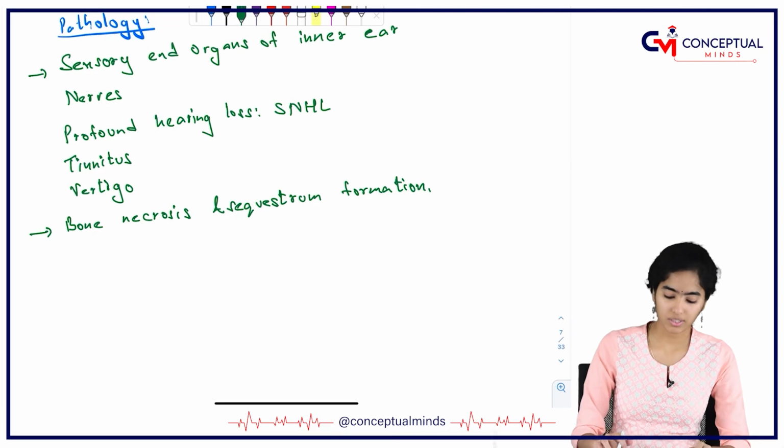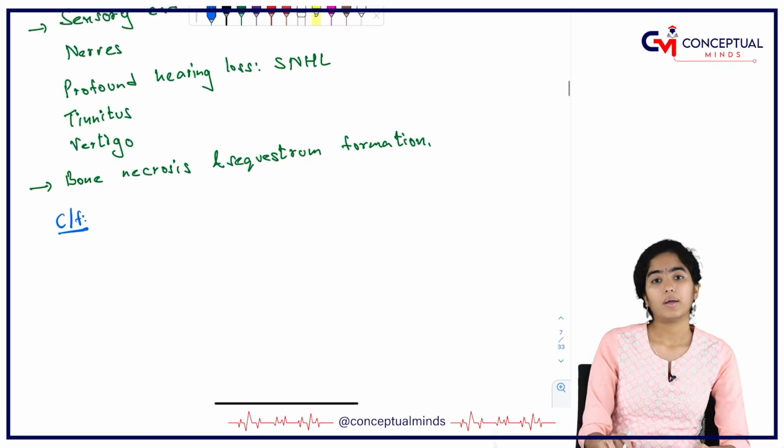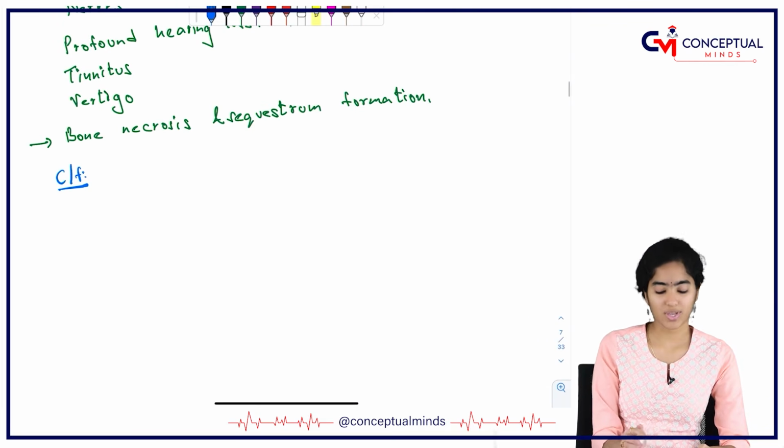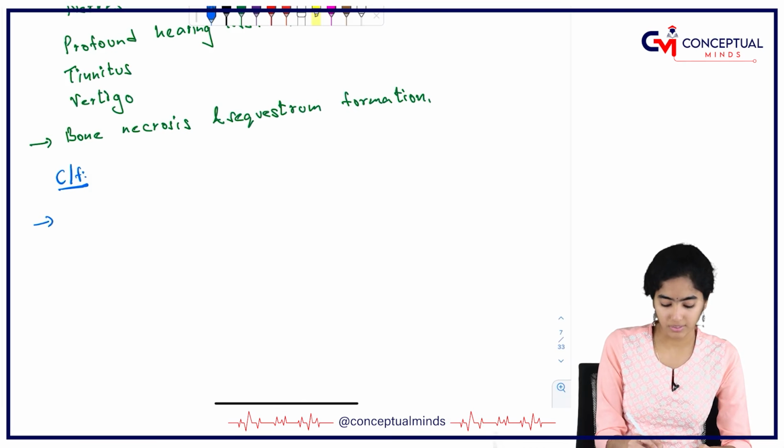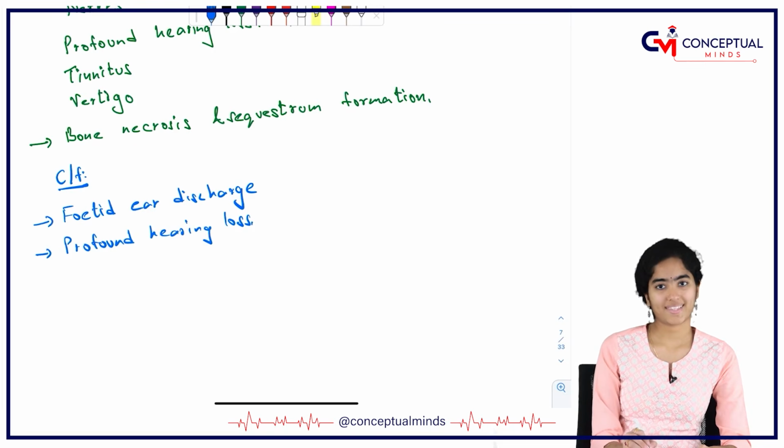If we look at the clinical features, because of bone necrosis and sequestrum, the discharge is fetid. Fetid ear discharge, profound hearing loss. It's also possible that there could be secondary pyogenic infections, and if secondary pyogenic infections occur, the features will be those of the common CSOM that we see.